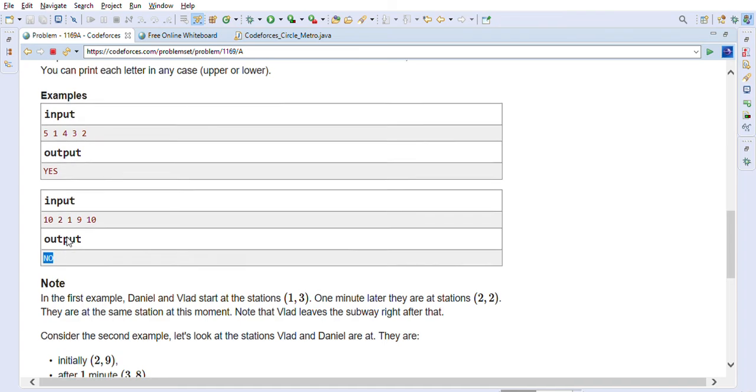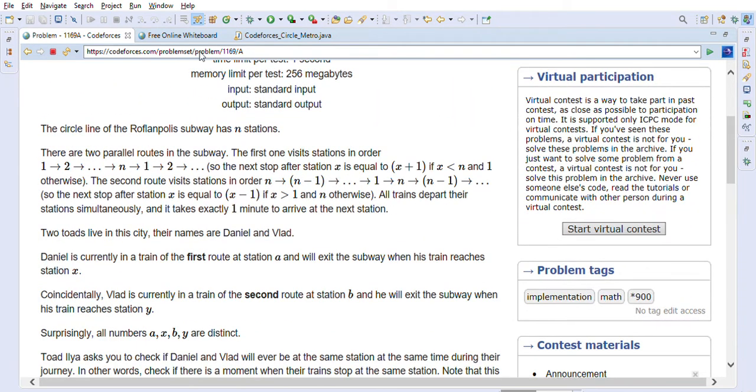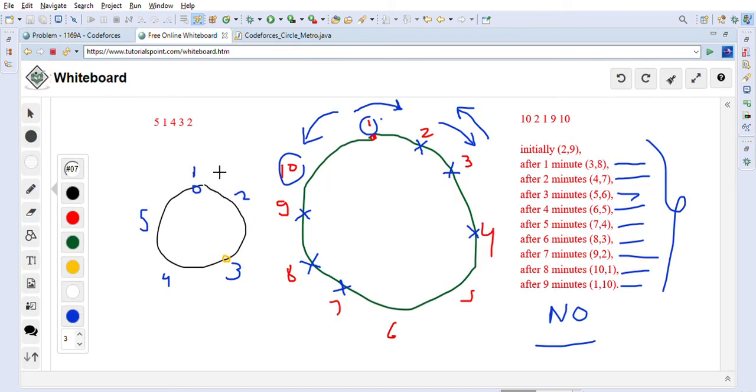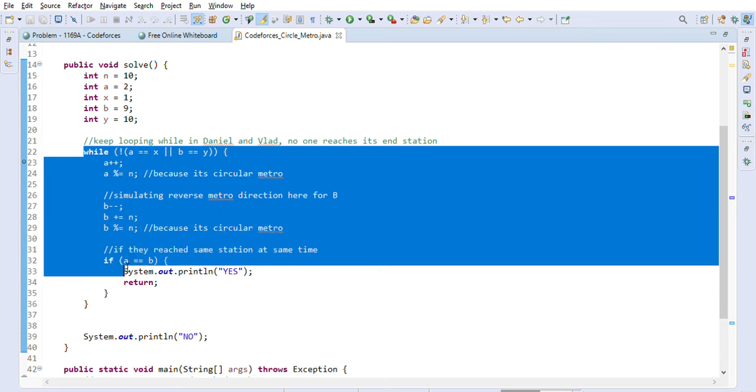So this is the way we can solve the Codeforces problem, Circle Metro. Once you understand that this is a circular track and trains are moving in opposite directions, and you follow these two examples, then this coding is not that difficult. We are simulating that the two trains are going in opposite directions. That's what we are simulating in this while loop.